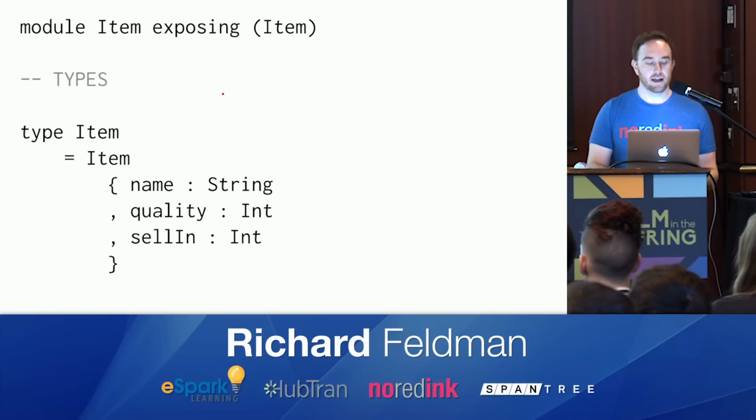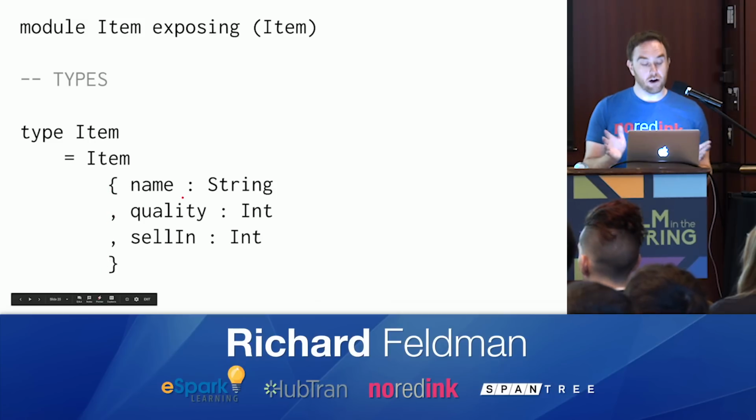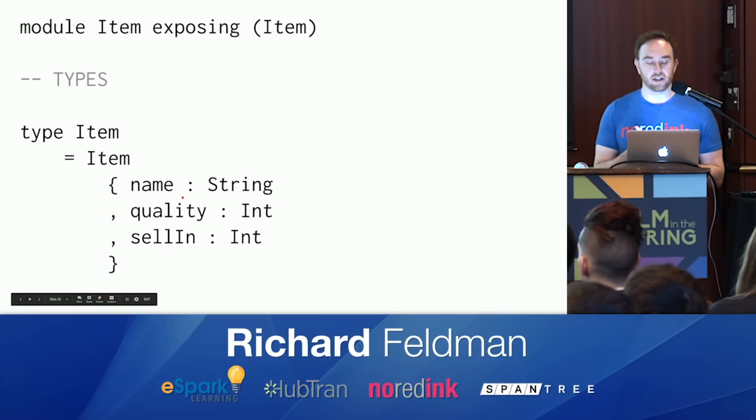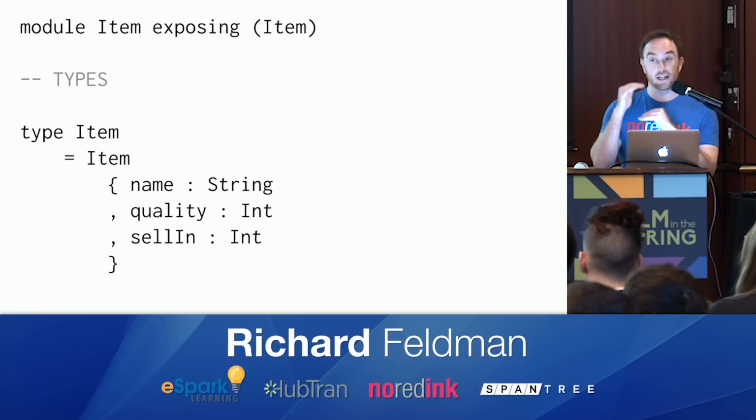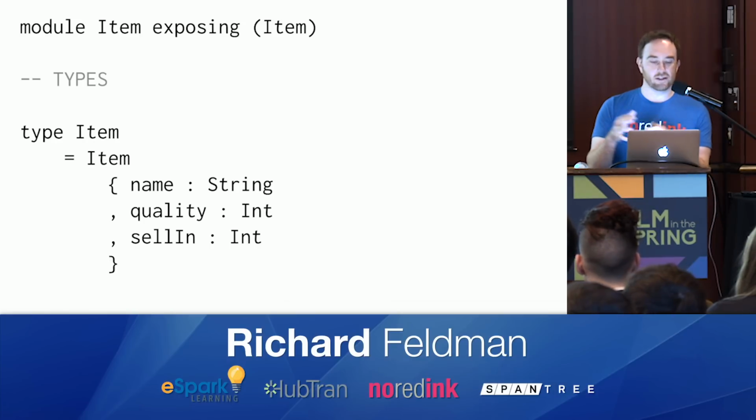Inside that, I'm going to have a record, for now, holding name, which is a string, quality, which is an int, and sellIn, which is an int. So this is essentially copying the C# API, except I'm using Elm idioms to express it. But as we'll see, we can do a little bit better over time.